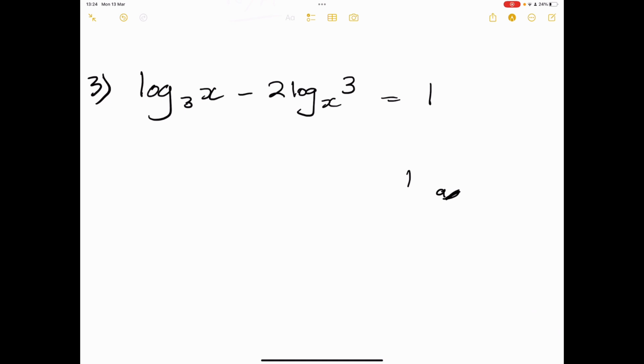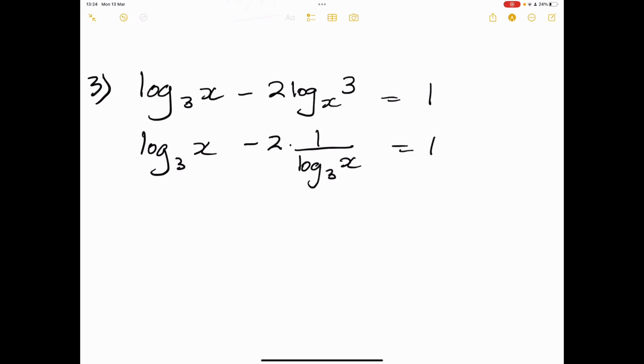So in this case, please note, I've got the log base 3 of x minus, and how can I change this? This would be the same as saying 2 multiplied by 1 over log base 3 of x, and this is equal to 1.